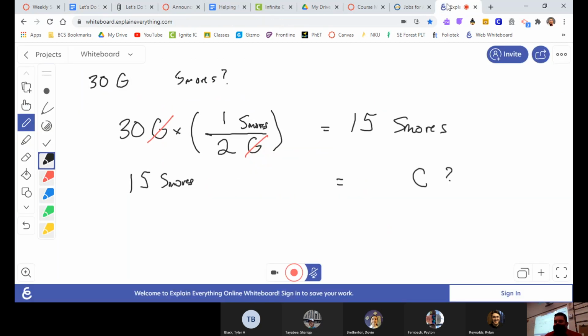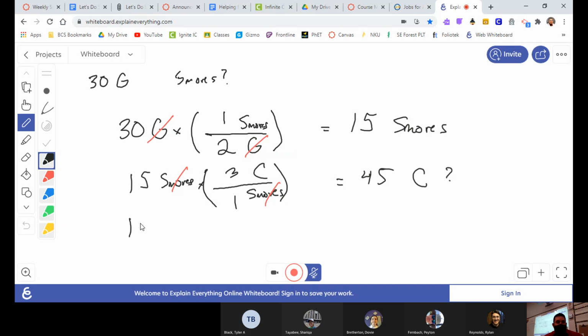All right, so how many chocolates can I make? Okay, let's set up the same equation here. I want to get rid of s'mores. I'm going to put s'mores on the bottom, and I'm going to set up chocolates on top. And again, that will get rid of s'mores and leave me with chocolate. What's the ratio of chocolate to s'mores? How many chocolate pieces go in 1 s'more? 3. All right, 3 chocolate pieces in 1 s'more. So 15 times 3, I need 45 pieces of chocolate.